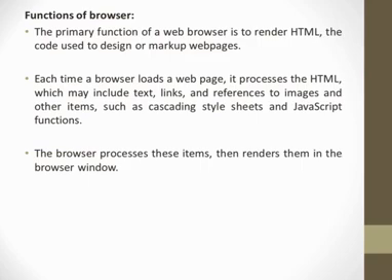So, functions of a browser. The primary function of the web browser is to render HTML, the code used to design or mark up web pages. Each time a browser loads a web page, it processes the HTML, which may include text, links, and references to images and other items such as cascading style sheets and JavaScript functions. The browser processes these items and renders them into the browser window.